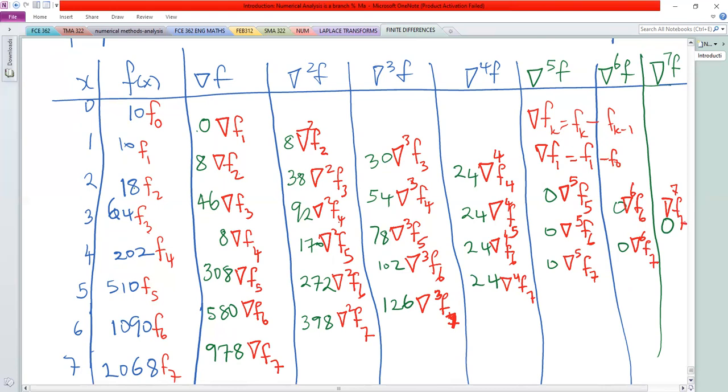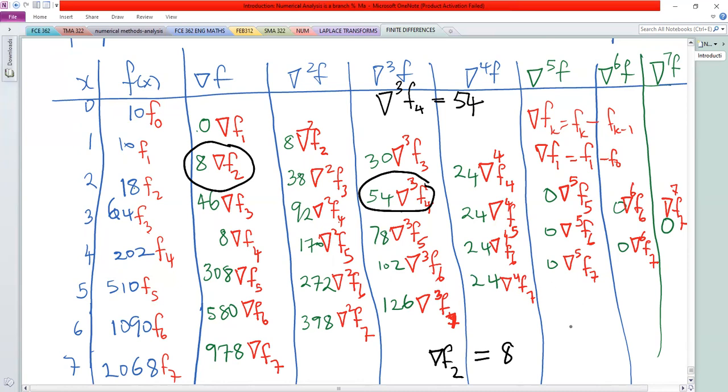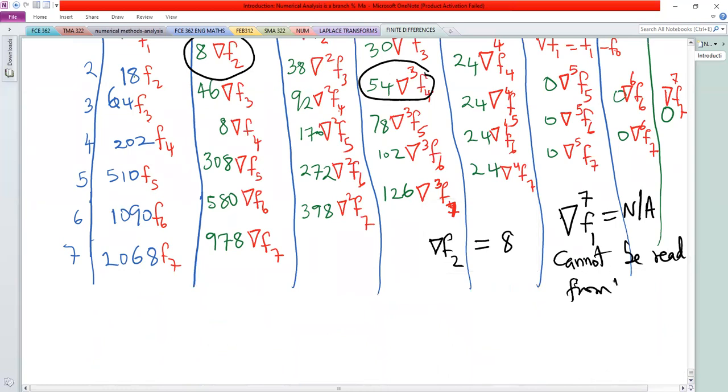So when someone asks us to find the value of the first backward of F2, we just come into this column and then we know the answer is 8. And then third backward of F4, if you go to this column, we know that this third backward of F4 is 54. The answer is 54. If someone asks us to find the seventh backward of F1, then you see that in the column of seventh backward difference, there's nothing like F1. So this is not applicable, or cannot be read from the table.